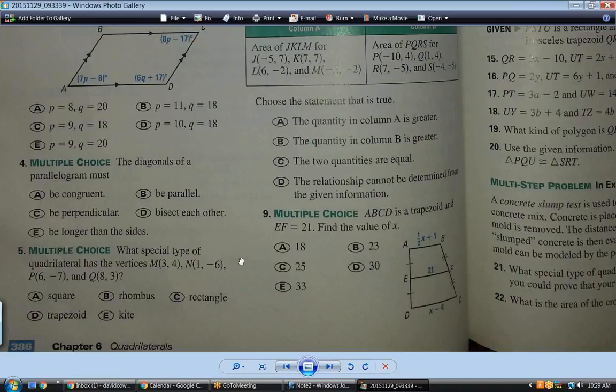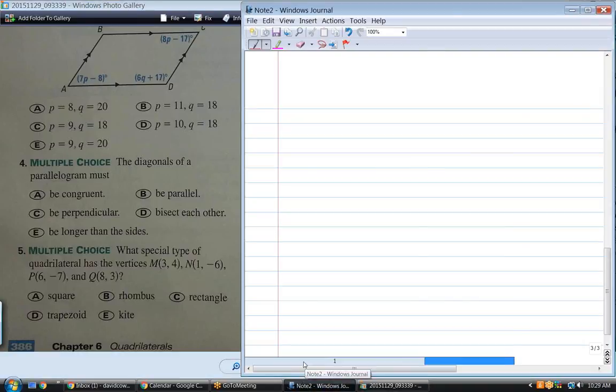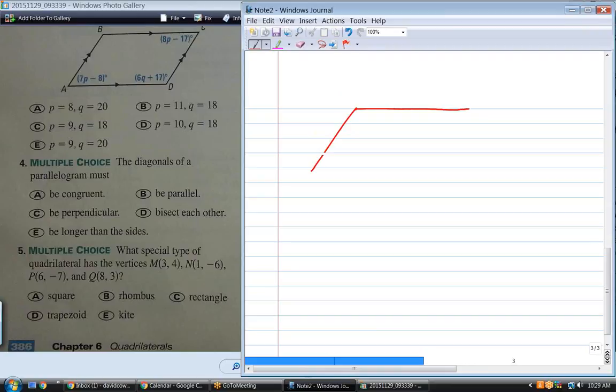That last choice is an interesting choice. Can I draw a parallelogram where the diagonals are not longer than the sides? Well, no, because it has to be on the inside of the parallelogram. Not both diagonals have to be longer than the sides.